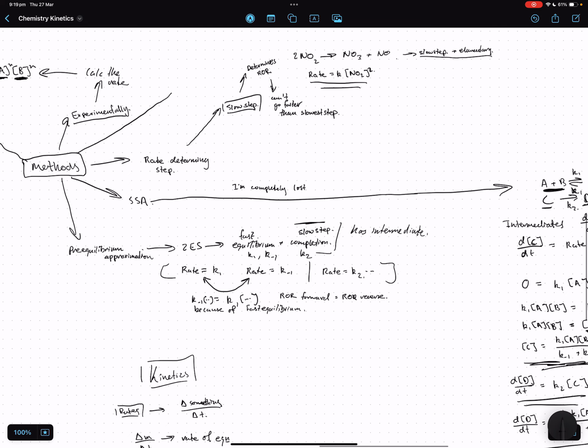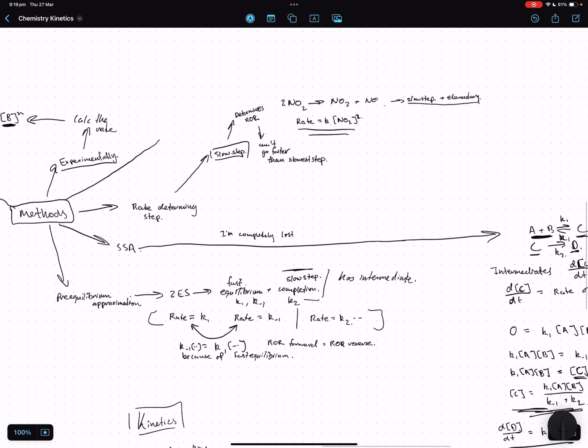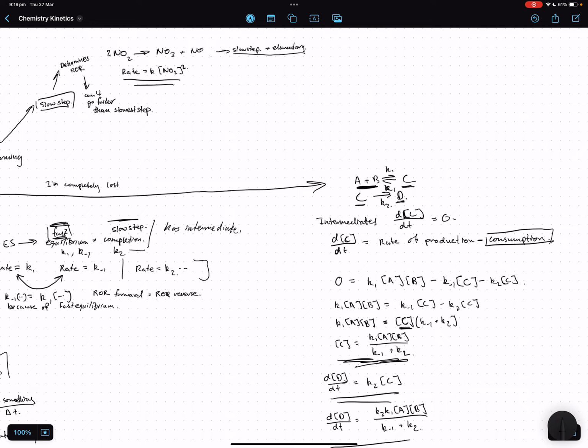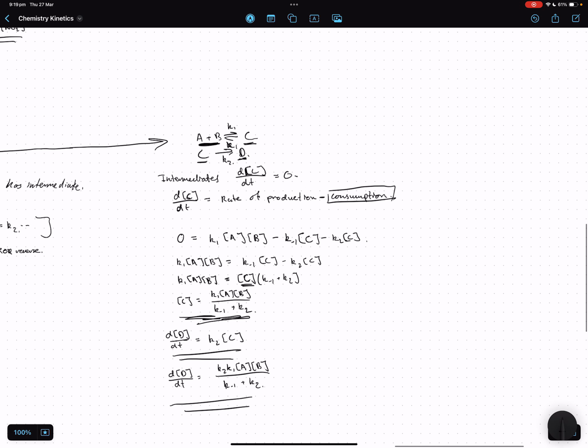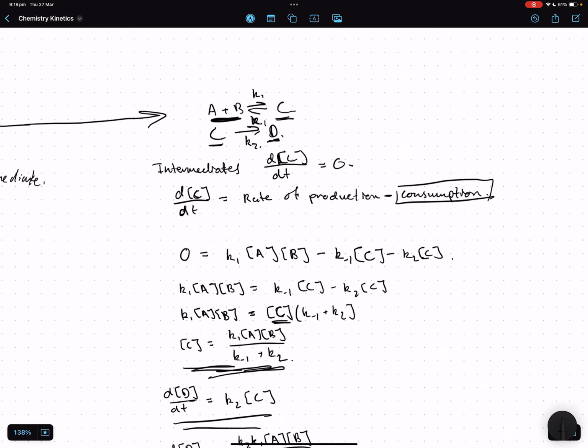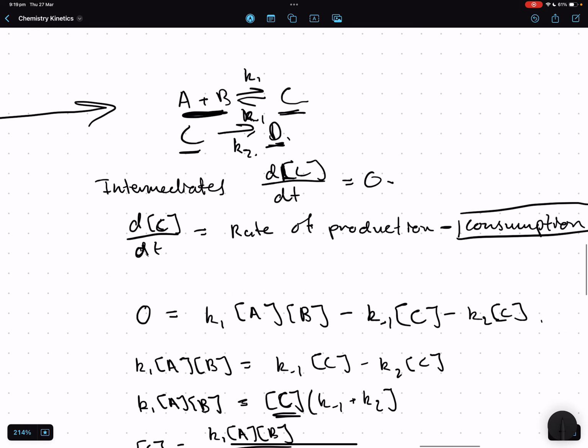Ultimately, the pre-equilibrium approximation does the same thing. It's just that we know that there's a fast equilibrium here, and we don't know anything about this equilibrium here. So this is just a longer method, because we can't assume anything. We don't assume as much in this method, only this assumption, which is pretty much true anyway.